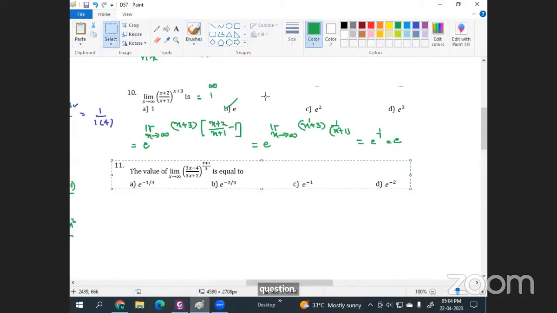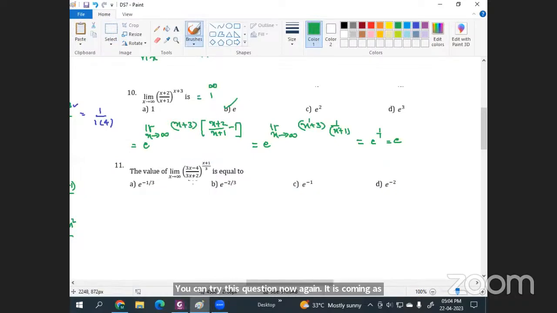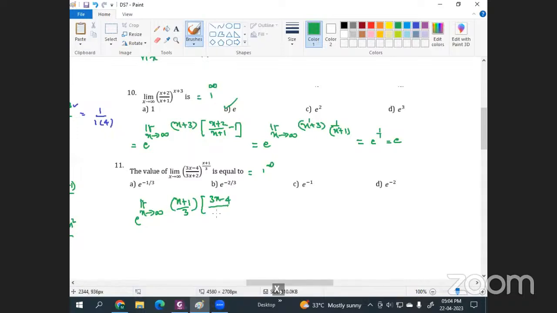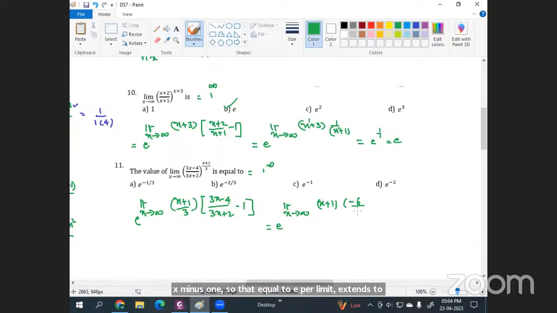You can try this question now. Again, it is coming as what? 3 by 3 is 1 and 1 power infinity. So apply Cauchy's rule. Limit x tends to infinity, g of x into (f of x minus 1), (3x minus 4) by (3x plus 2) minus 1. So that equals e power limit x tends to infinity, (x plus 1) into, the x will get cancelled, minus 6 by (3x plus 2), right?